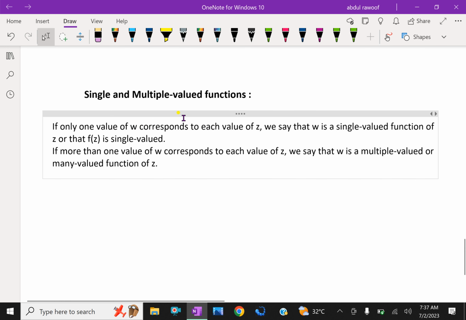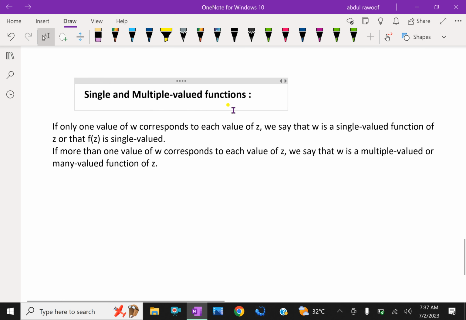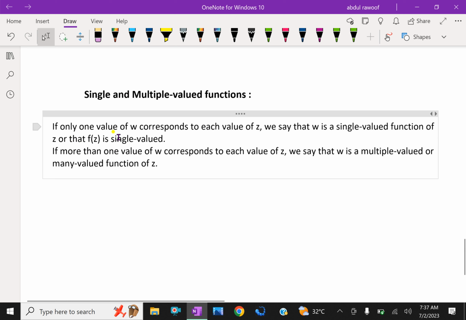Single and multiple valued functions. What is the difference between single and multiple valued functions? If only one value of w corresponds to each value of z, we say that w is a single valued function of z, or that f of z is a single valued function. If more than one value of w corresponds to each value of z, we say that w is a multiple valued or many valued function.